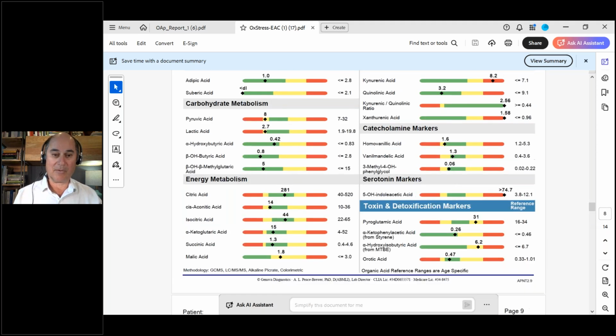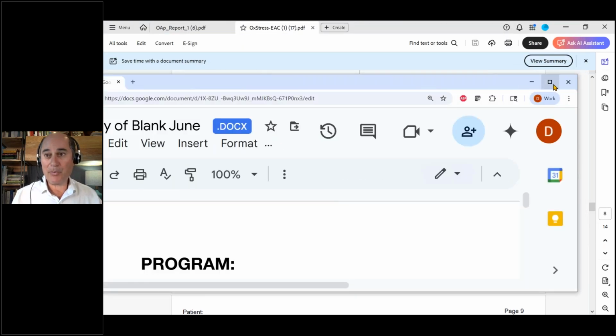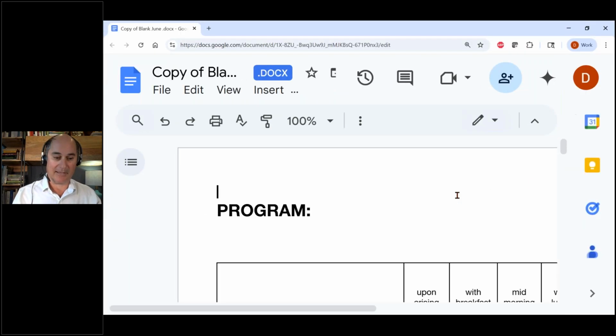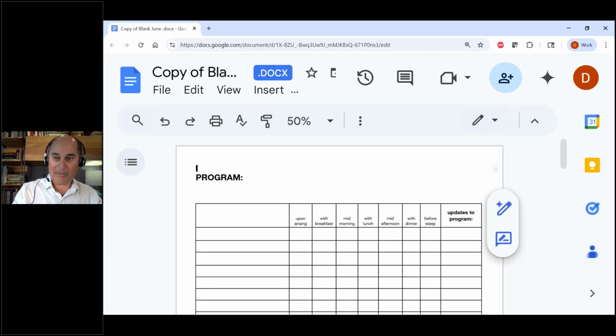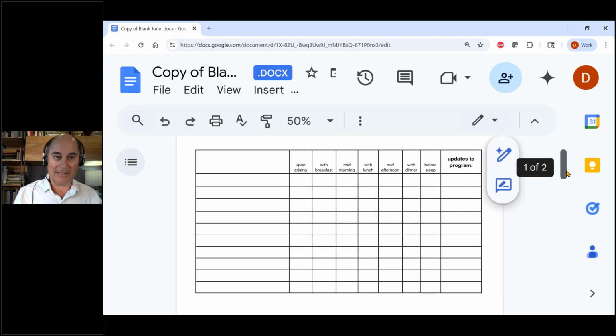But let's go back. Now we're going to just do one more program design here. This would be a great program. And the fun part of this job is when people come back and they're better. Their memory is better and their ADD is gone and all their pain is gone.